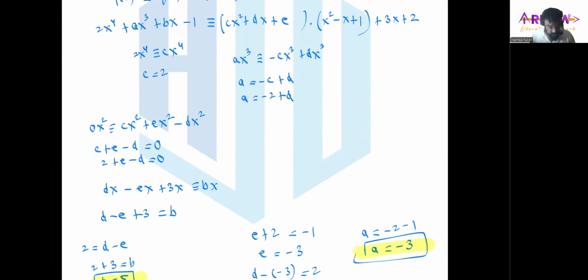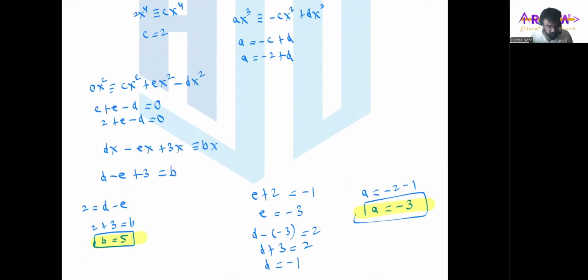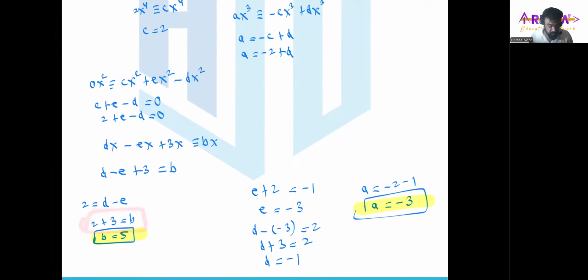And here we have obtained an equation in terms of d, e, and b. And as we know that 2 plus e minus d is equal to 0, so 2 is equal to d minus e. And in place of d minus e, I can write 2, as you can see over here. So this means 2 plus 3 will be equal to b. So 2 plus 3 is equal to b, and congratulations, you have found the value of b over here.